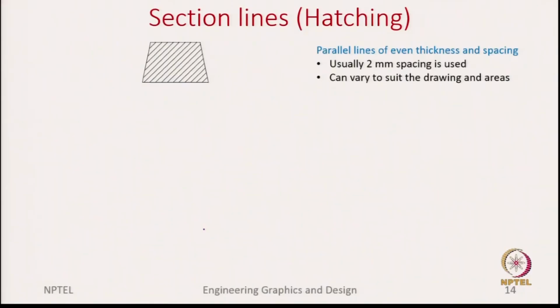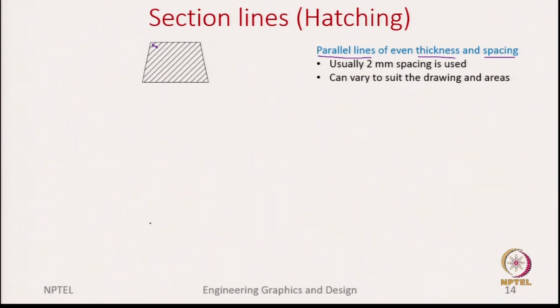Okay. First, we start with these section lines. These are also sometimes called hatchings. So, how do we draw these section lines? I said we draw them as parallel lines. We also say that you need to maintain even thickness, which means all these lines should have the same thickness. Not just the thickness, even the spacing should be uniform. So, the spacing between these two lines should be the same throughout the sectioned area.